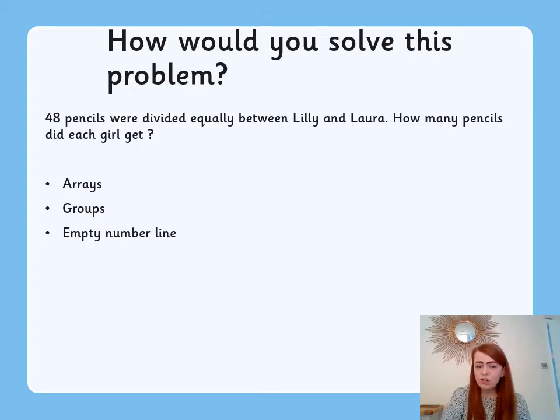Would you use arrays? Would you draw out an array of 48 with two rows? Okay, and see, well, how many dots would be in each row if I had 48? That can maybe take a long time though, and it might maybe be a little bit more prone to error because you can maybe not put in the right amount of dots. You could do groups, so you could draw out 48 pencils or 48 dots, and you could circle the groups of 2 and then check, well, how many groups of 2 are there? You could use an empty number line. You could go from 0 to 48 and count up in 2s, but again, that might take you quite a while and you might make a wee mistake along the way.